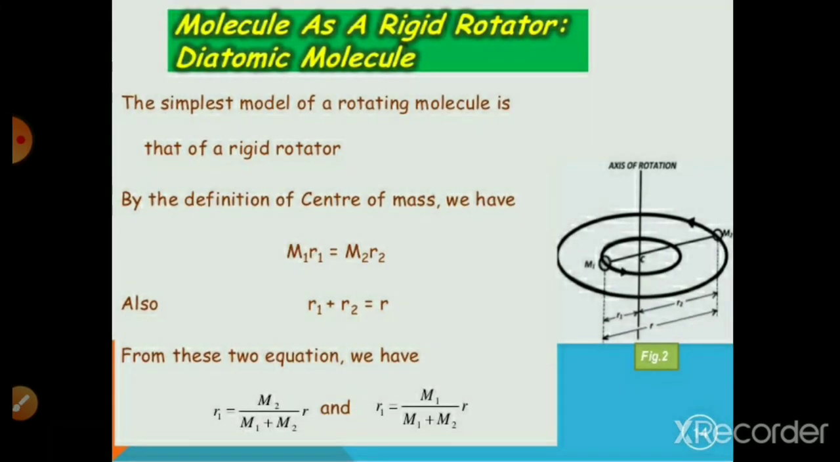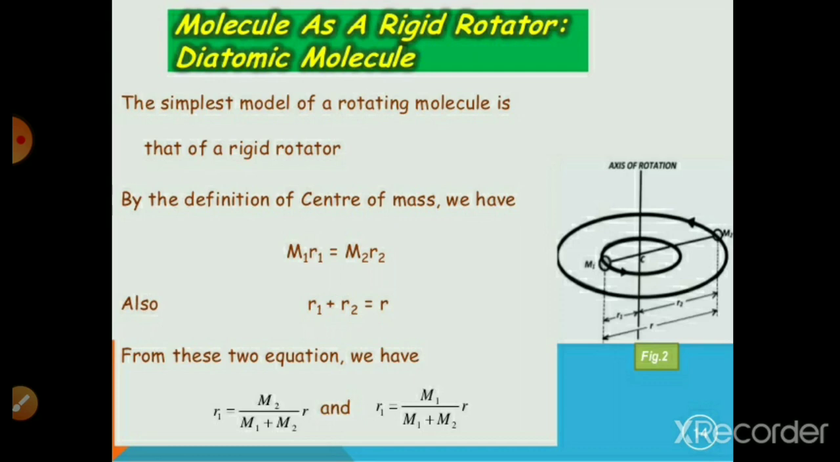So students, today's topic of class is a rigid rotor of a diatomic molecule. In the previous class, we discussed the rotational spectroscopy of molecules and types of molecules, and for today's class, we are going to discuss rigid rotors. Here you can see the diagram of a rotating diatomic molecule for a rigid rotor.